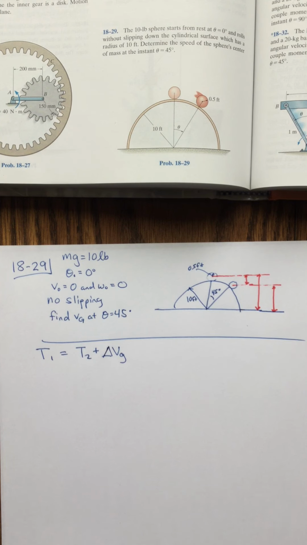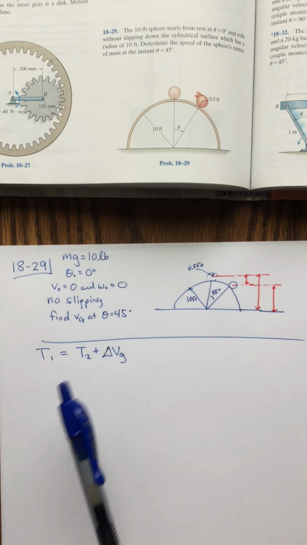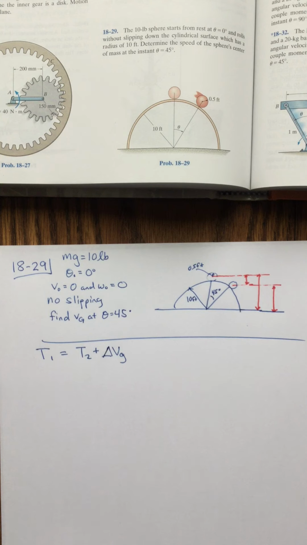So in this problem we have rolling without slipping, which means that we have a force of static friction instead of a force of kinetic friction, and the force of static friction does no work. We also have a normal force which does no work. So the only force that does work is the force of gravity, and for that we will use gravitational potential energy.